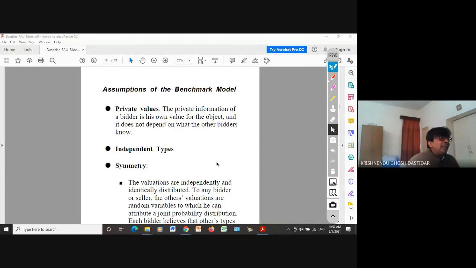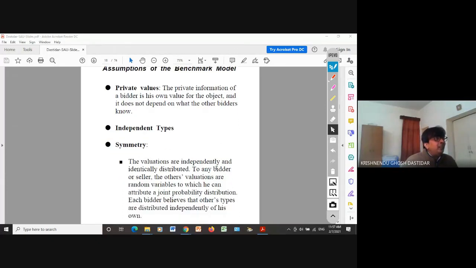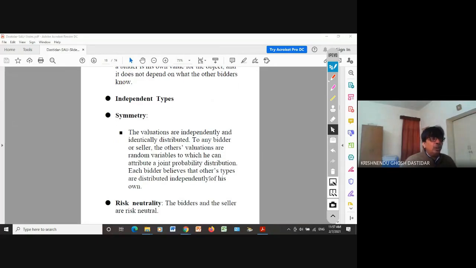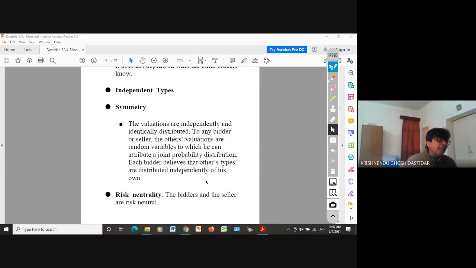Now, then we have something called independent types and symmetry. See, here we assume that the valuations are independently and identically distributed. I mentioned this a few minutes back. To any bidder or the seller, the others' valuations are random variables to which he can attribute a joint probability distribution. And each bidder believes that other types are distributed independently of his own type. And lastly, the benchmark model assumes that everybody is risk neutral.